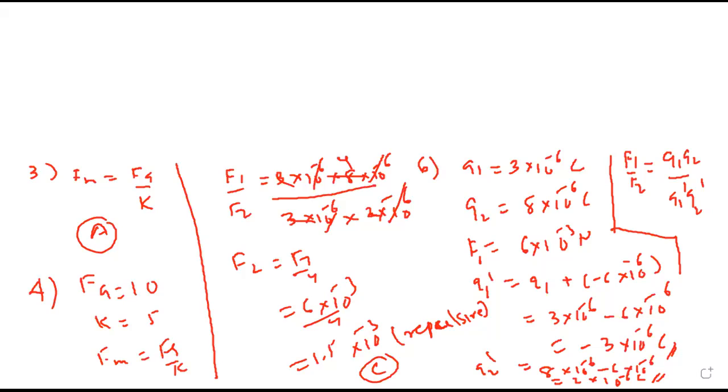Sir, the force is repulsive because both became positive, na. Oh sorry, was q1 dash negative? Oh, sorry. First it was repulsive, now it is attractive. Very good. 1.5 but attractive because one charge is negative. I didn't see that.